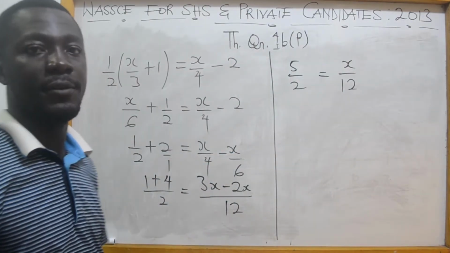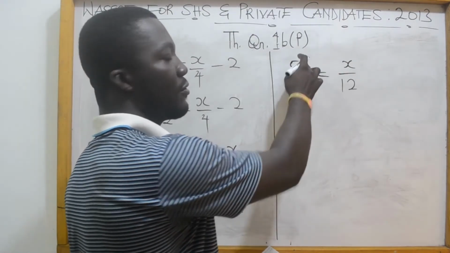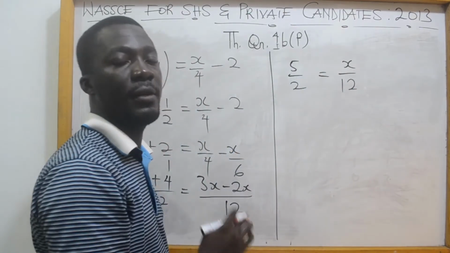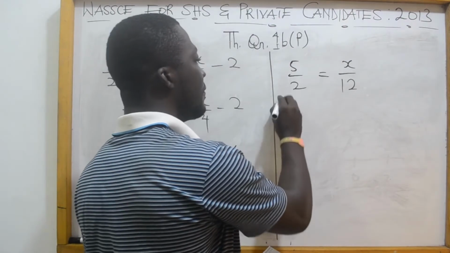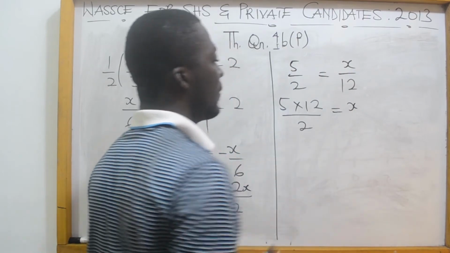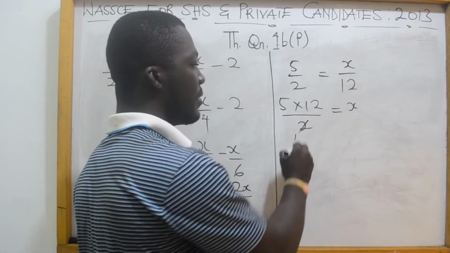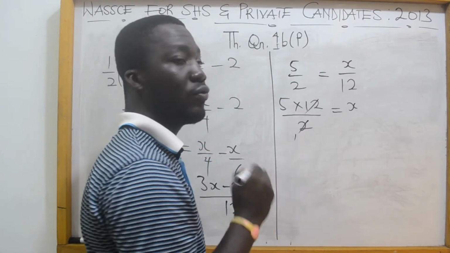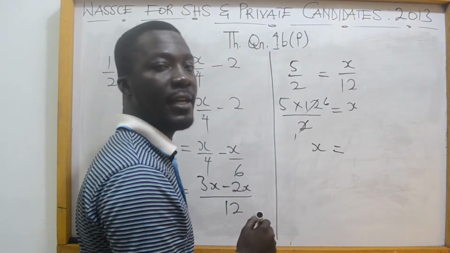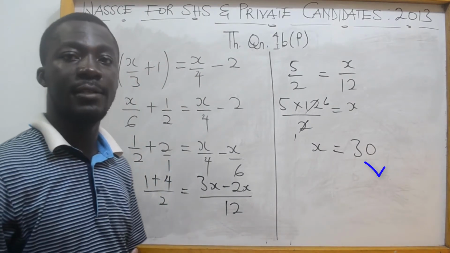If we want to find x, we do cross multiplication. So this 12 will cross to the other side. Since it is at the denominator side, it will come to the numerator side, giving us 5 times 12 divided by 2 is equal to x. Then 2 into itself 1, 2 into 12 is 6. X is equal to 5 times 6, which is 30. So the final value for x is 30.